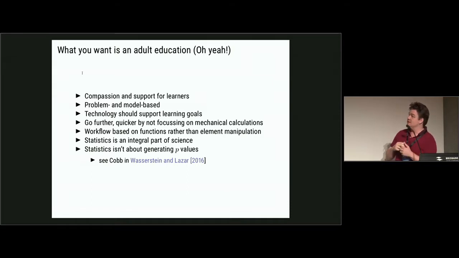Yeah, so the technology that we use should support these educational goals of enthusing students and giving them the skills that they need to be better scientists. Because we're using technology, we want them to go further quicker by not focusing on mechanical calculations, but actually focusing on the relationships between variables in the structured data that they have. So our workflow needs to be based on functions rather than directly manipulating elements with dollar signs and square brackets. And we need to teach these things because statistics is an integral part of science. Science without statistics is just philosophy.